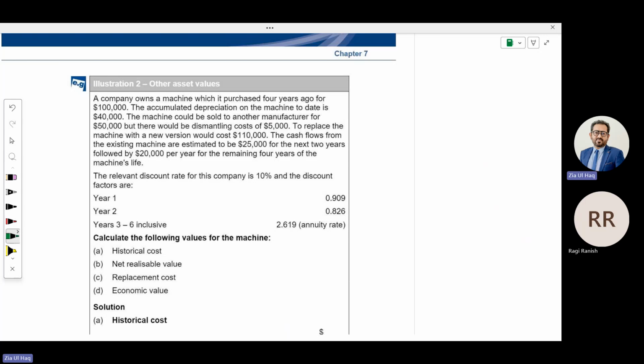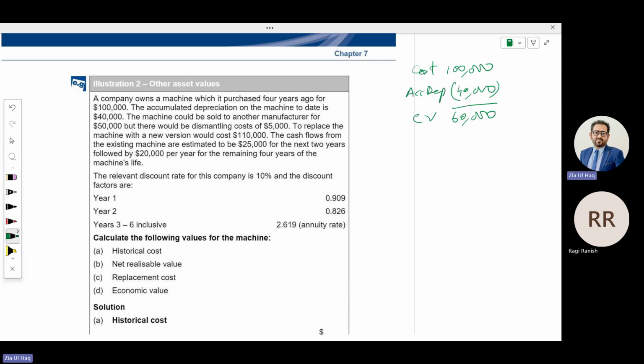A company owns a machine which it purchased 4 years ago for 100,000. Cost is 100,000 from 4 years ago. The cumulative depreciation on the machine to date is 40,000. What is the carrying value? Cost 100,000, accumulated depreciation 40,000. The carrying value is 60,000.